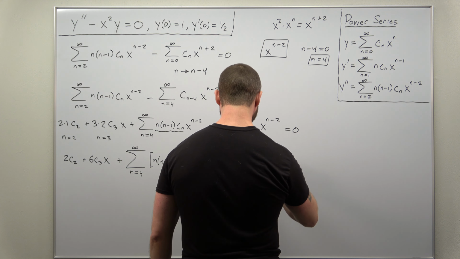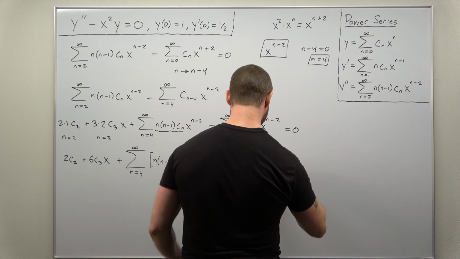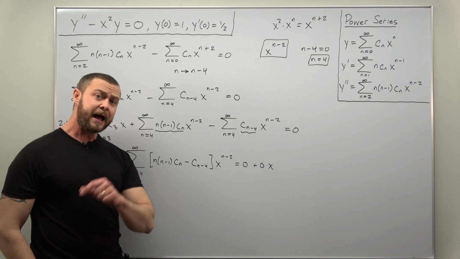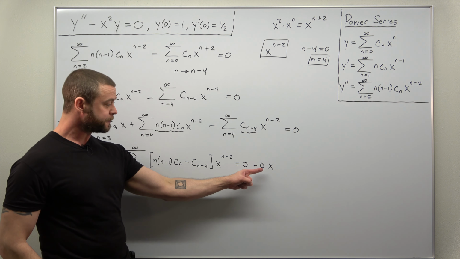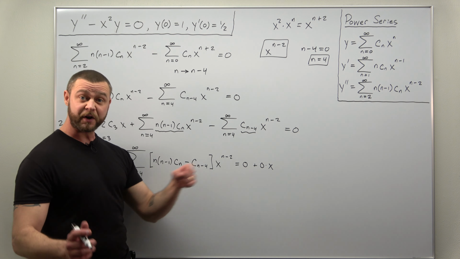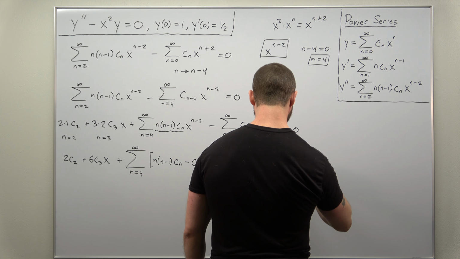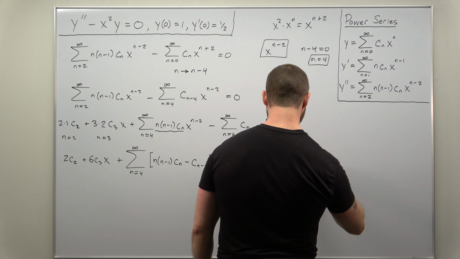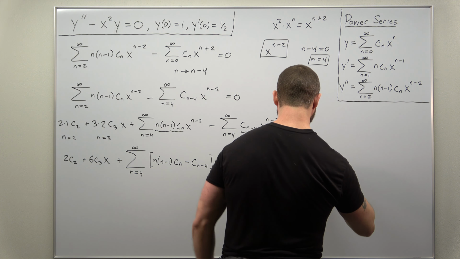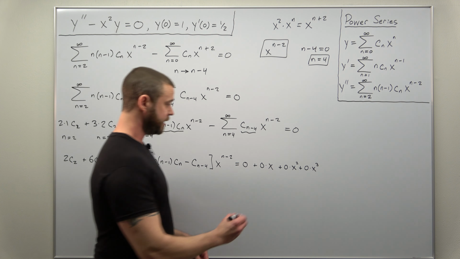Now, you don't need to do this, but I like to do that in my courses. Write out all the missing coefficients or powers of x with a coefficient of 0. So 0x, 0x squared, 0x cubed, and so on.